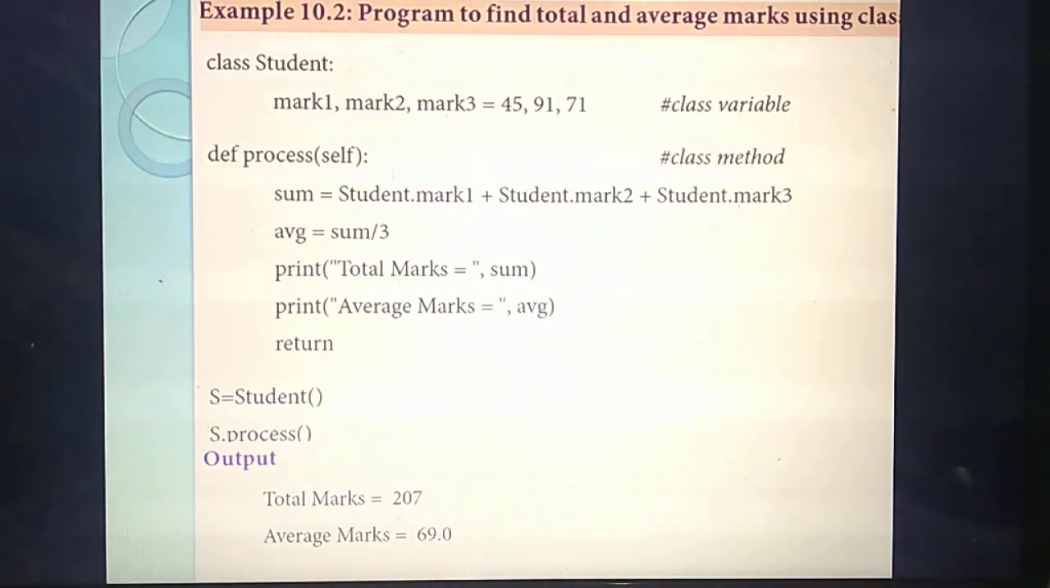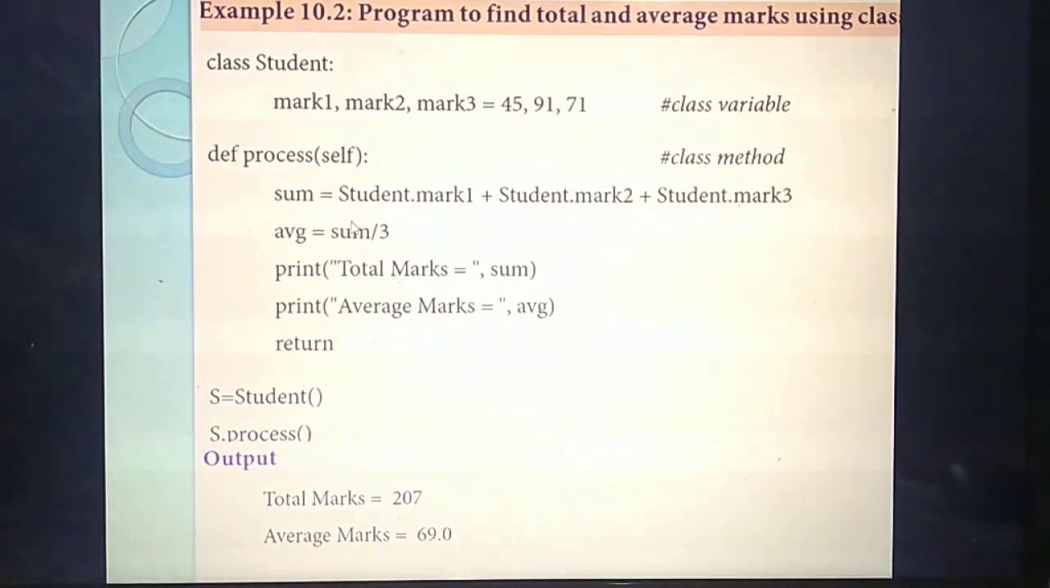What does this mean? By seeing it itself you can understand. You are going to take the values of the 3 marks from the class. So for that, you should call the class name, just like an initial: student.mark1, student.mark2, student.mark3. So you are adding the 3 marks.